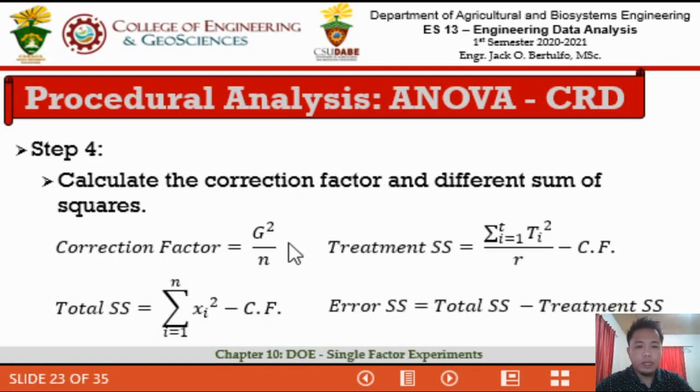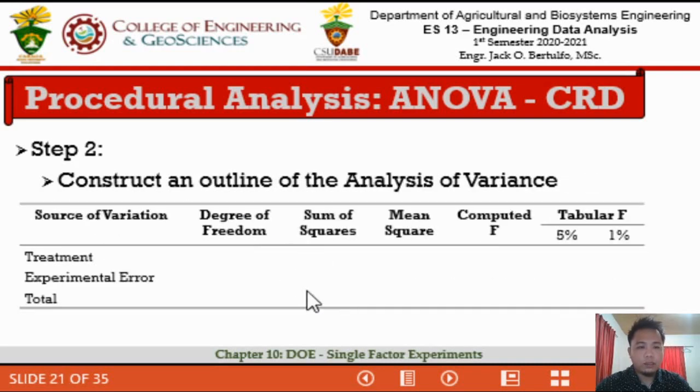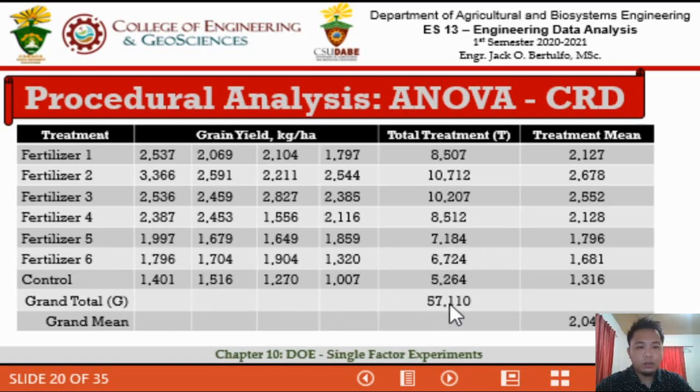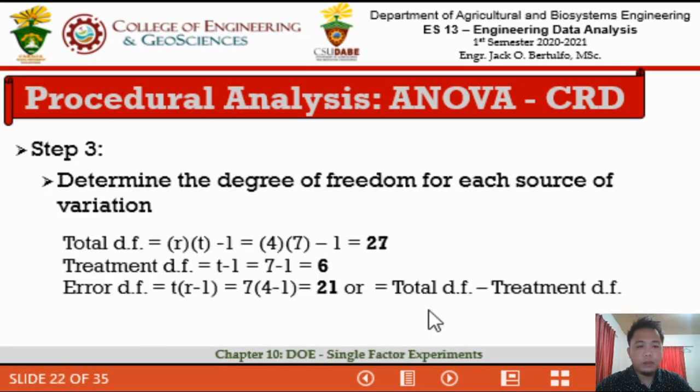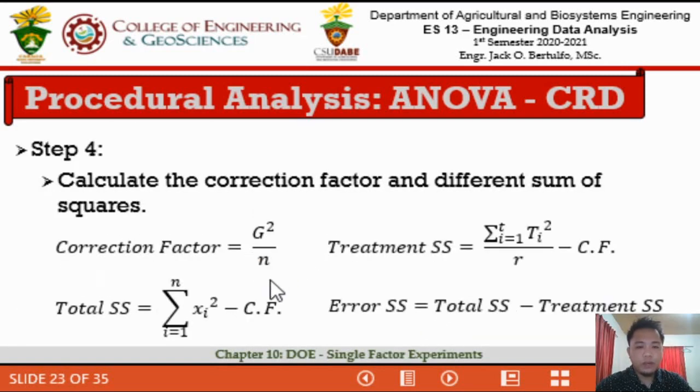Okay, so we need to calculate the sum of square. So before we calculate the sum of square, let's first calculate the correction factor. The formula for the correction factor is G squared, where G is the grand total here, which is 57, the grand total divided by N. N is the total number of treatment, okay, including the replication. So N is just R times T.